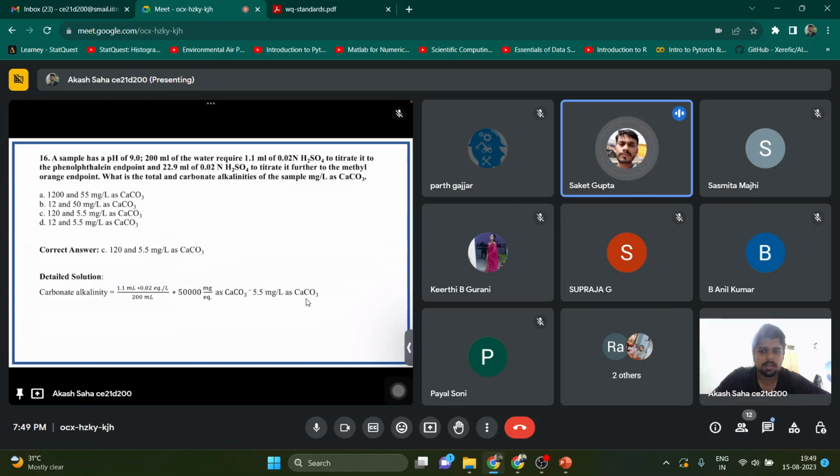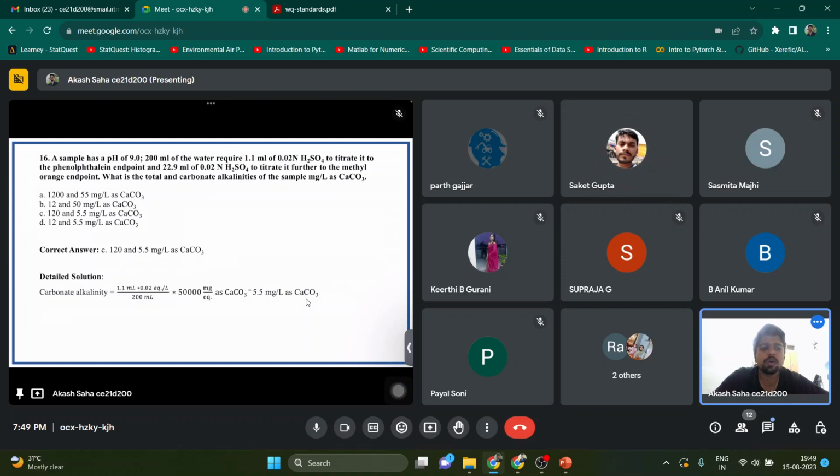Sir, is it the formula of carbonate alkalinity? No, you don't see the formula. For getting the carbonate alkalinity, we have to see what my phenolphthalein endpoint is, so how much ml of acid is required to reach the phenolphthalein endpoint. It is given that 1.1 ml is required. But alkalinity cannot be 1.1 ml, so from ml we have to change the unit. We have 1.1 ml, and the strength of acid is 0.02 normal.